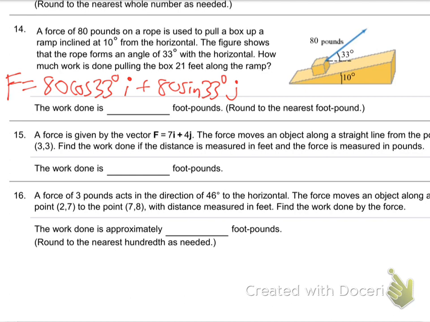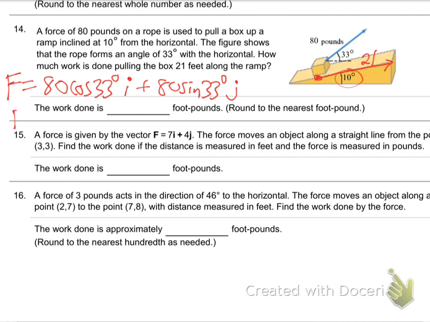How does that box slide up the ramp? Well, it's sliding at 10 degrees, isn't it? So yeah, the movement is a little bit different angle than the force, just like the last problem we did with the wagon. So the movement is at 10 degrees. How far does it move? 21 feet. So in other words, this box moves from here to there, 21 feet at a 10-degree angle.